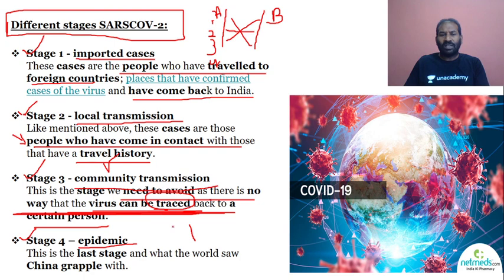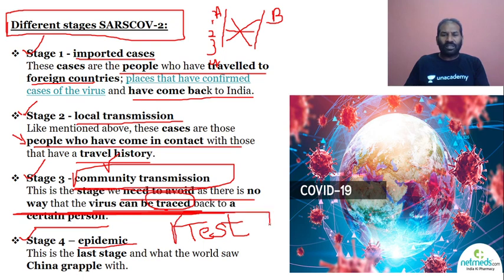Then what is important is testing. That is why the need of the hour is now testing, testing, testing. According to ICMR and the Health Ministry, the Indian Journal of Medical Research, we have entered community transmission, that is stage 3, wherein 36 districts are affected. So now testing is very, very important, not just the molecular test but also the antibody test. And stage 4 is the last stage.